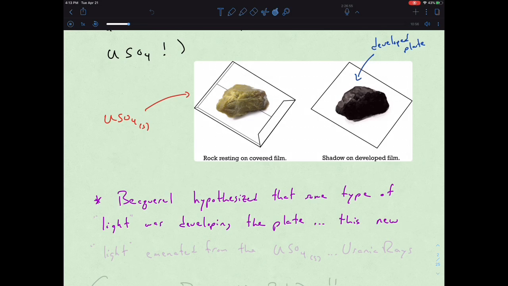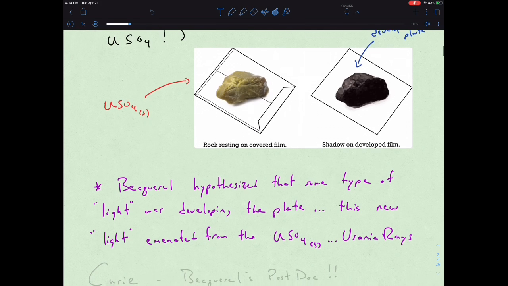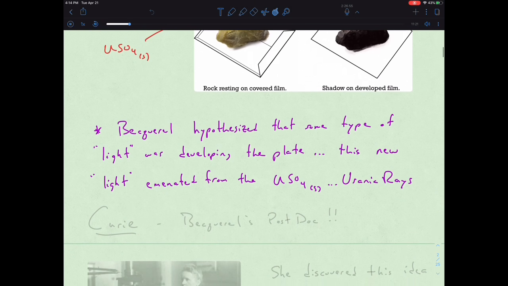And so this new light, as we could call it, emanated from the uranium sulfate solid. And that's where the notion of uranic rays comes into being. So that's Becquerel.